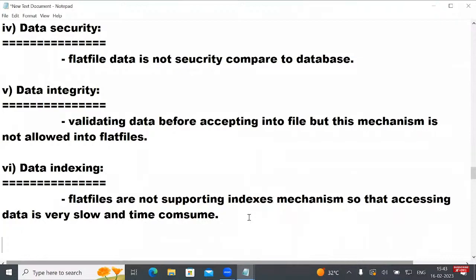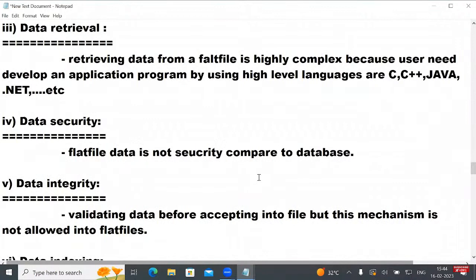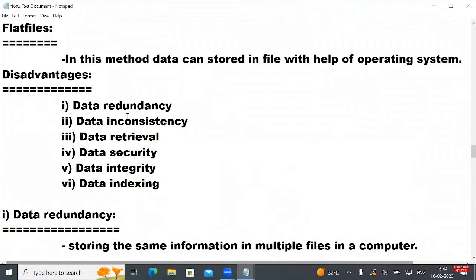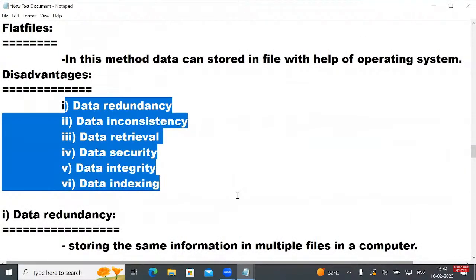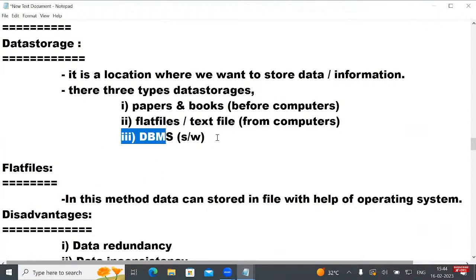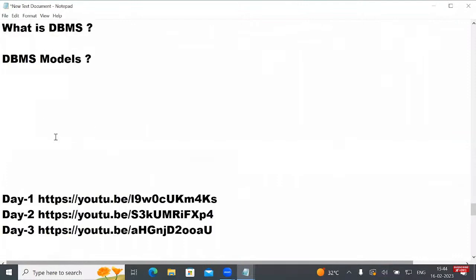Okay? Right. This is just for my running notes that I gave in the explanation notes, but in your main copy, complete information will be there. These are the flat files problems, and to overcome these problems, people are using database management systems.